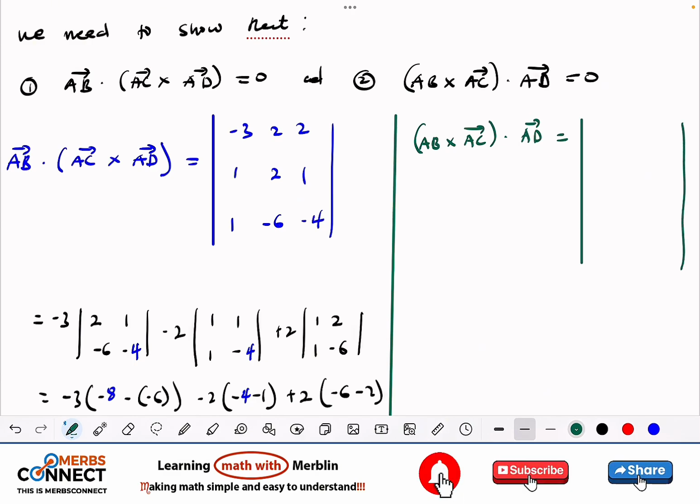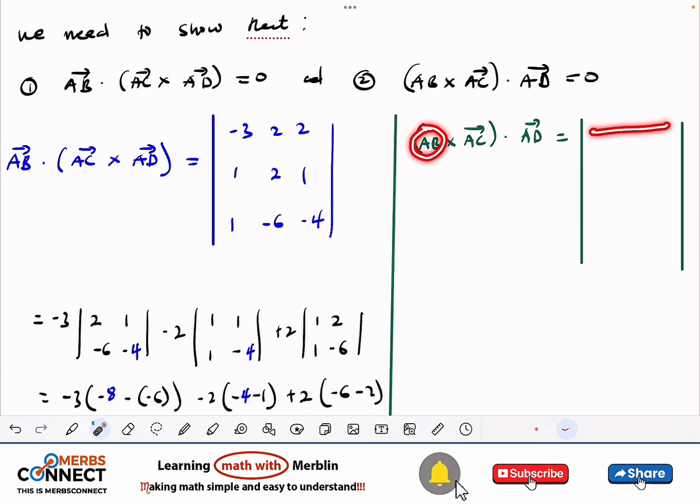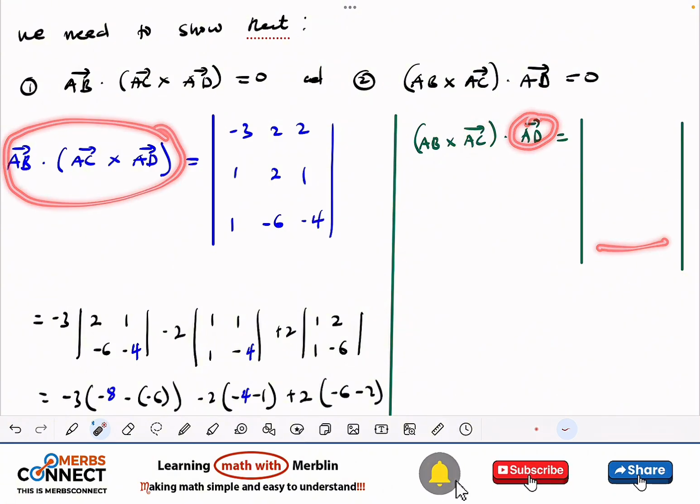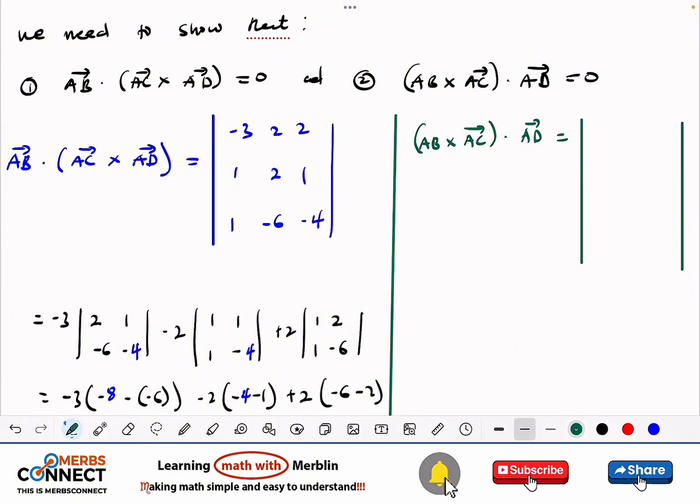So this is going to be the first component. AB will be here, right? And then AC will be here, and then AD will be here. The same thing as this one. So we are going to have the same component here. Minus 3. Is that right? Okay, let me just write them. Minus 3, 2, 2, 1, 2, 1. And then this is 1, minus 6, minus 4.